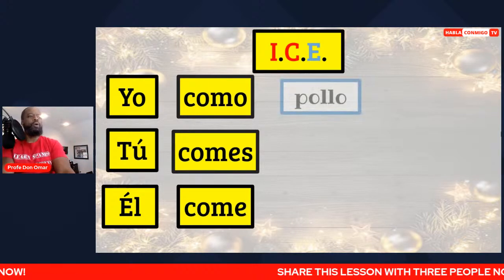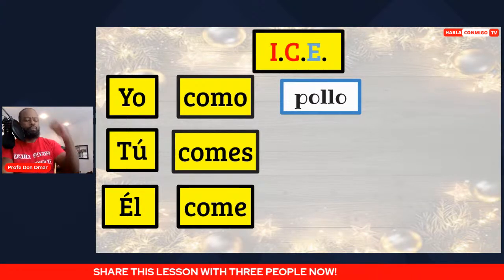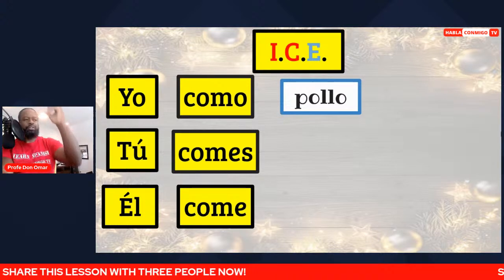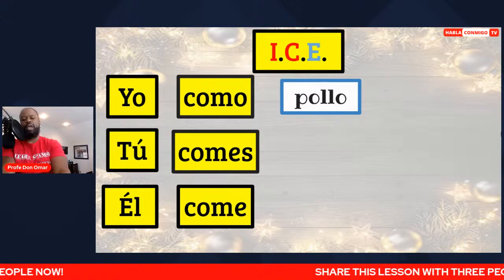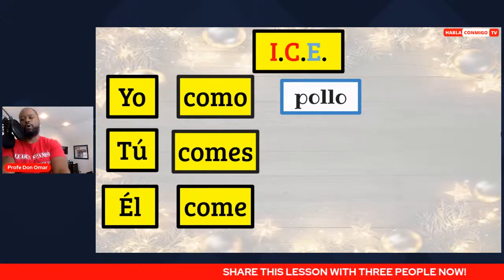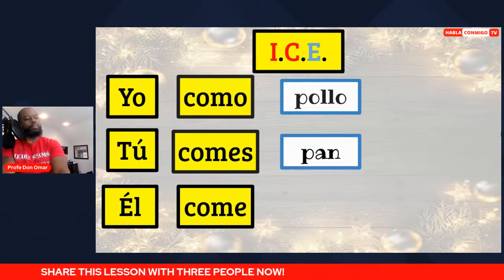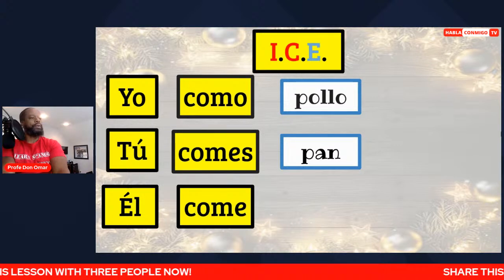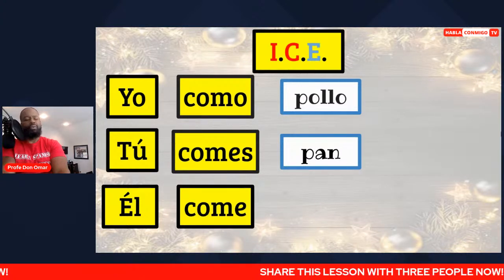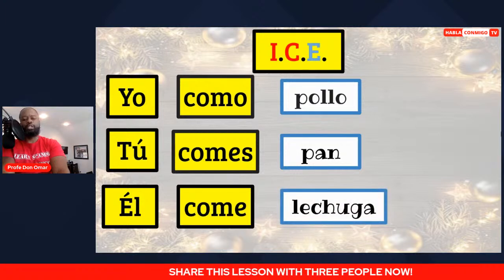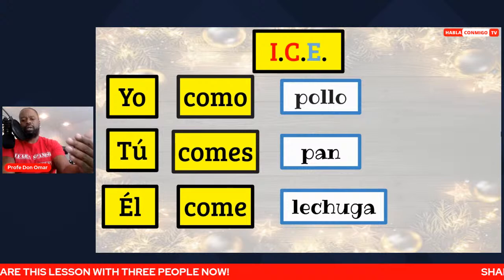So yo como pollo, right? That's our vocab, nuestra palabra de vocabulario hoy. This is one of our vocab words for today. Yo como pollo. Tú comes pan. Another vocab word. Otra palabra de vocabulario. Tú comes pan. You eat bread. Él come lechuga. He eats lettuce. All right.